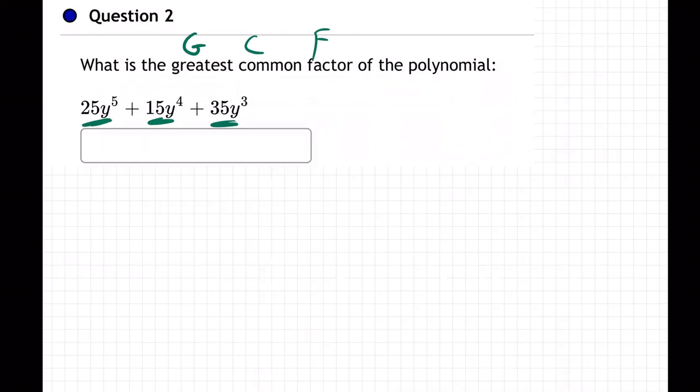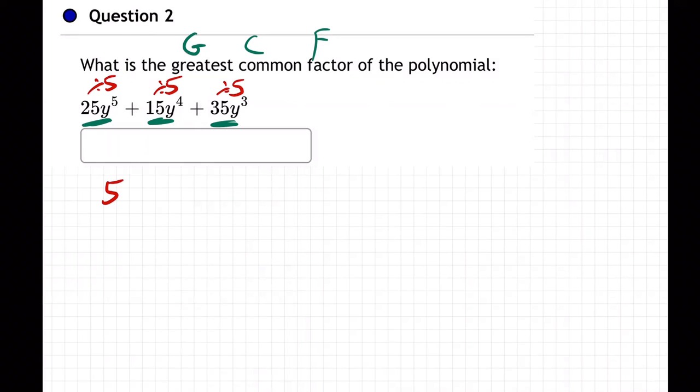So first off, let's ask the question, what's the biggest number that can divide, let's just do the numbers first off, that can divide into 25, 15, and 35? What's the biggest number they're all divisible by? Yeah, I think it's 5. You just try different things with your calculator, but I think you're right on the money. Just give it a try. Divide them all by 5, and you'll get clean answers. They're all divisible by 5. So the GCF is going to be 5.